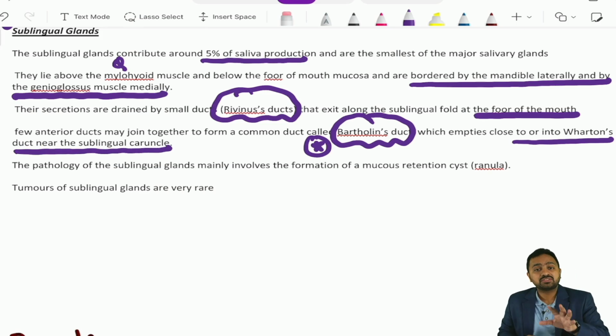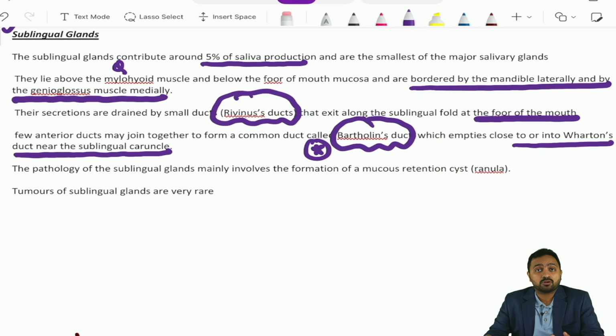Now, the pathology of the sublingual glands mainly involves the formation of a mucous retention cyst, which is the ranula, and tumors of this gland are very rare. So, these were a few important points with respect to your three major salivary glands with respect to your surgical anatomy.